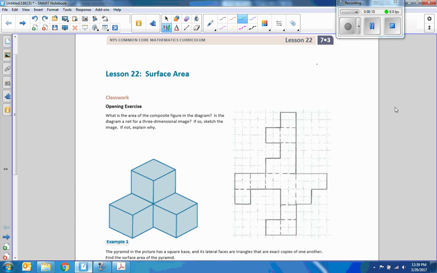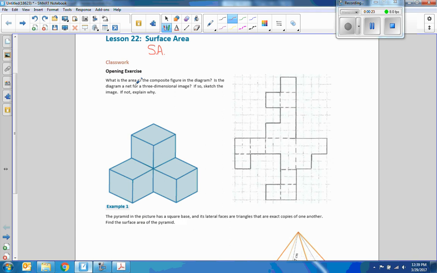This is lesson 22, surface area. We're going to call that SA. Okay, so the opening exercise says, what's the area of the composite figure in the diagram? What is the area of the composite figure in the diagram?